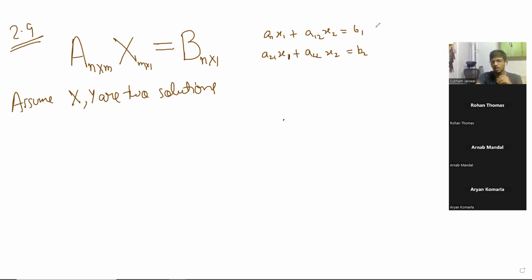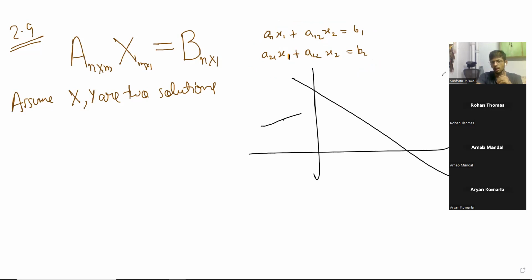Basically, this particular thing is what? The first one is a line, right? Second one is also a line. So this is a typical case in which the lines meet at one point. But if there are two solutions, it means that the lines meet at 2 points. Agree?